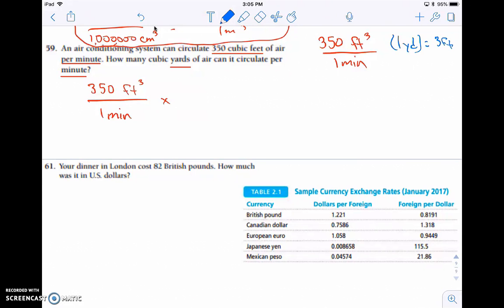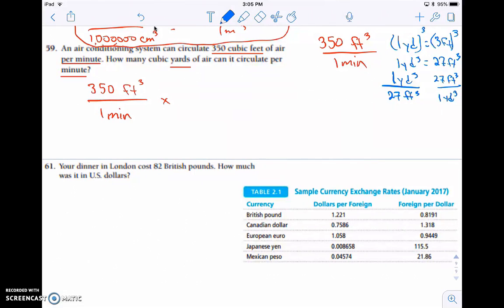So we're just going for cubic. We're going to cube both sides. So we get 1 cubic yard is 3 cubed is 27 cubic feet. So the fractions we're going to have is 1 cubic yard for every 27 cubic feet, or 27 cubic feet for every 1 cubic yard.